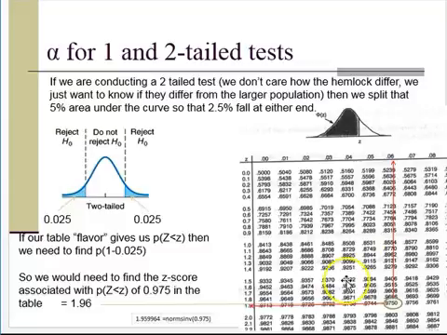Keep in mind, if these tables are confusing to you, you can always come back and do this in Excel. Remember, we can use the NORM.S.INV function and plug in the probability that you're looking for, and it will return really the same value that you get in the table.